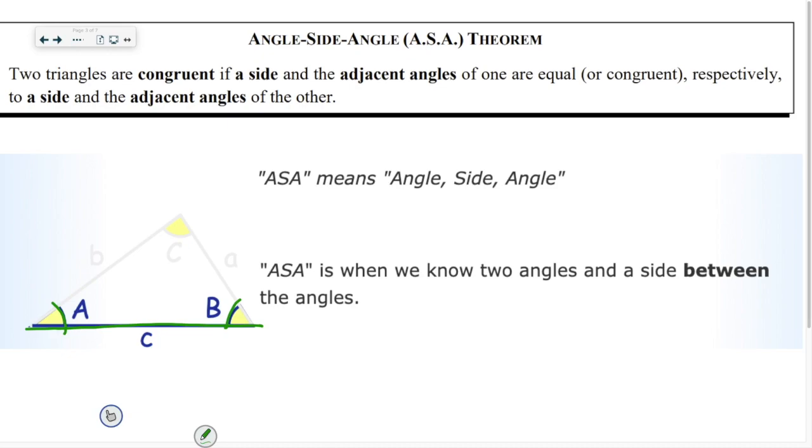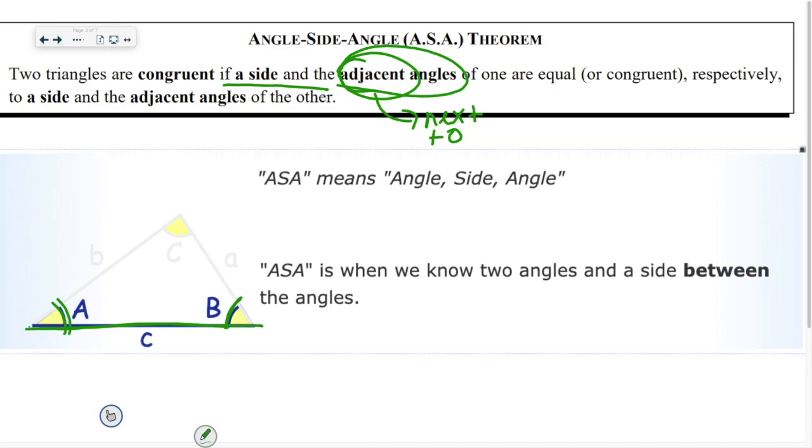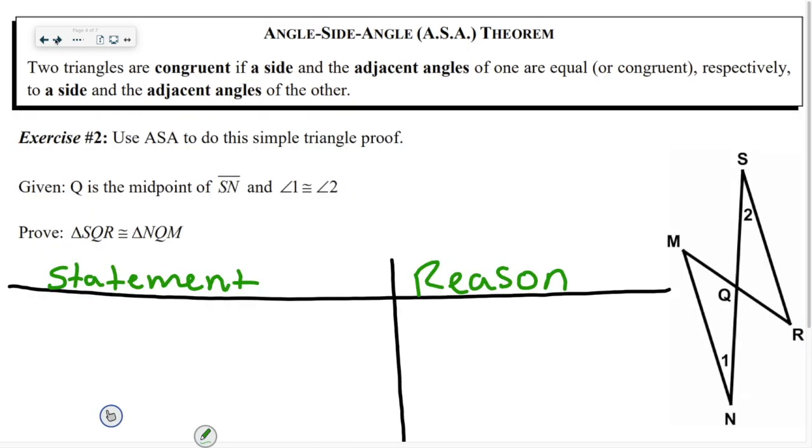Now, if we read the definition here, it tells us that two triangles are congruent if a side and the adjacent angles are congruent. Remember that the word adjacent means next to. Okay, next to. That's what adjacent means. So if one side and the two angles next to that side are congruent, then those two triangles will be congruent. Let's look at an example.